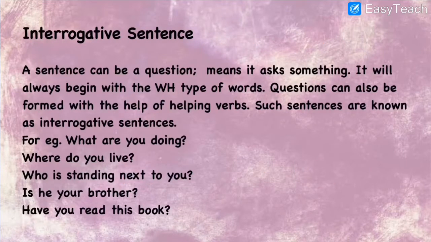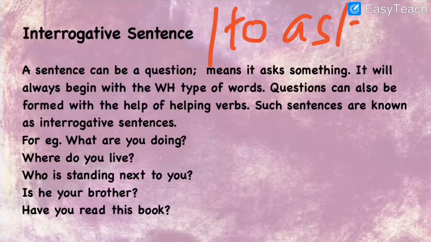Interrogative sentence. What is the meaning of interrogation? To ask. So, an interrogative sentence will be a question. That means a sentence can also be a question, meaning it will ask something. It will always begin with the WH type of words, you know that, and it can also be formed with the help of helping verbs. Such sentences are known as interrogative sentences.